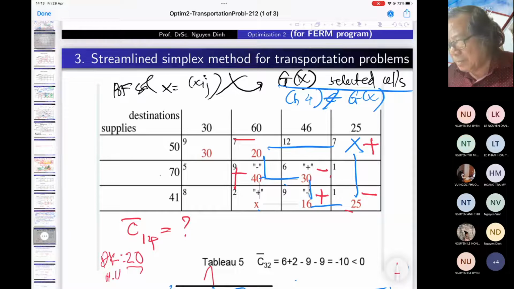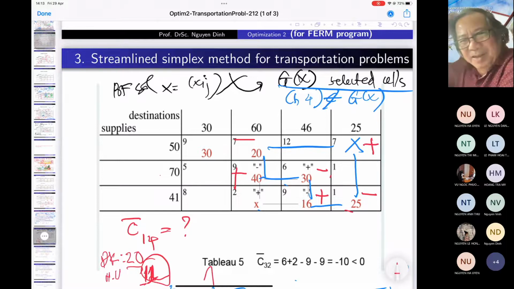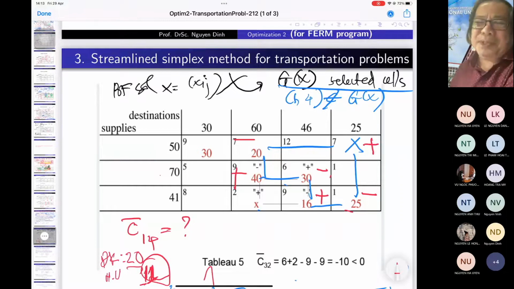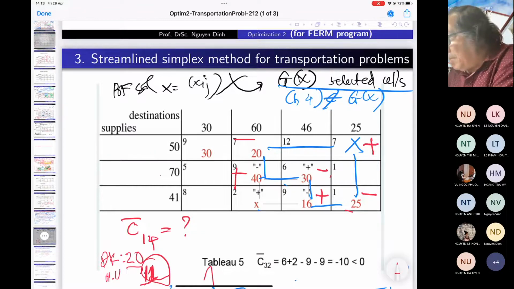I think it's like 12. Oh no, 11. Just 11. Yes, 11. Okay, let me check. That is very easy. You take the cost in the plus cells minus the total cost in the minus cells. That's all. The plus cells: 7, plus cell 9.